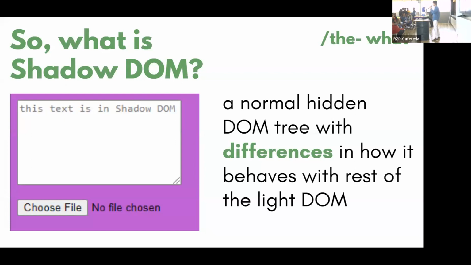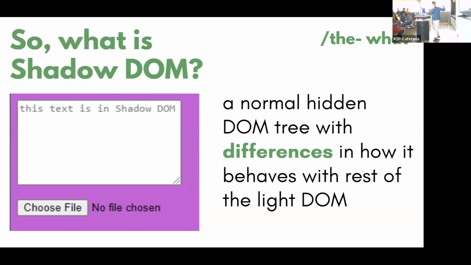The next part is the Shadow DOM, and how it helps. So what is Shadow DOM? It's just a normal DOM tree with differences in how it behaves with respect to the rest of the DOM. We are going to see the differences, of course, but it's just a normal DOM tree which resides inside our document object model only.